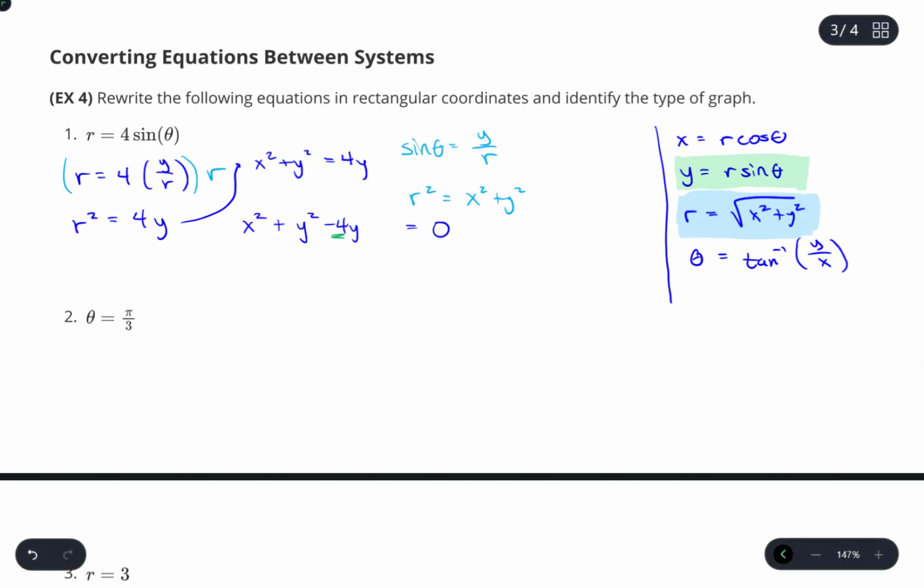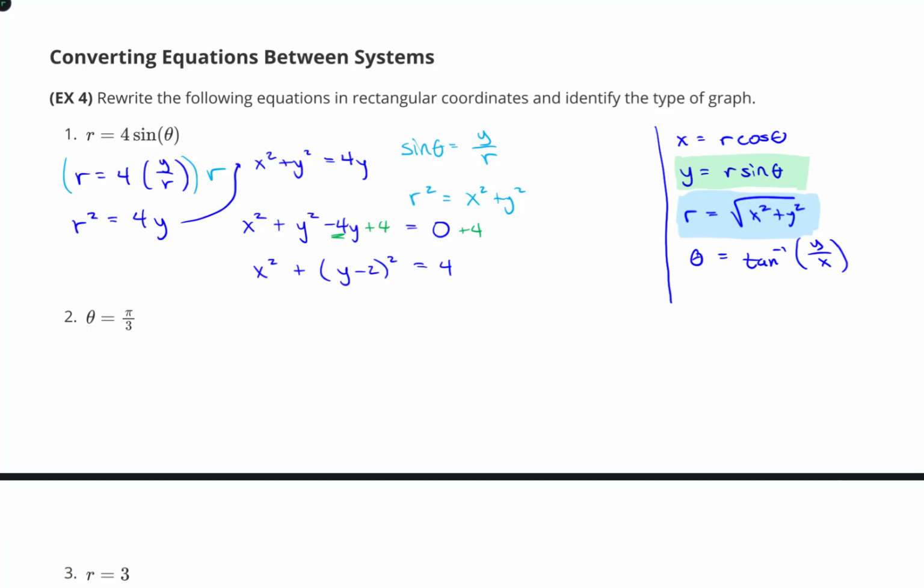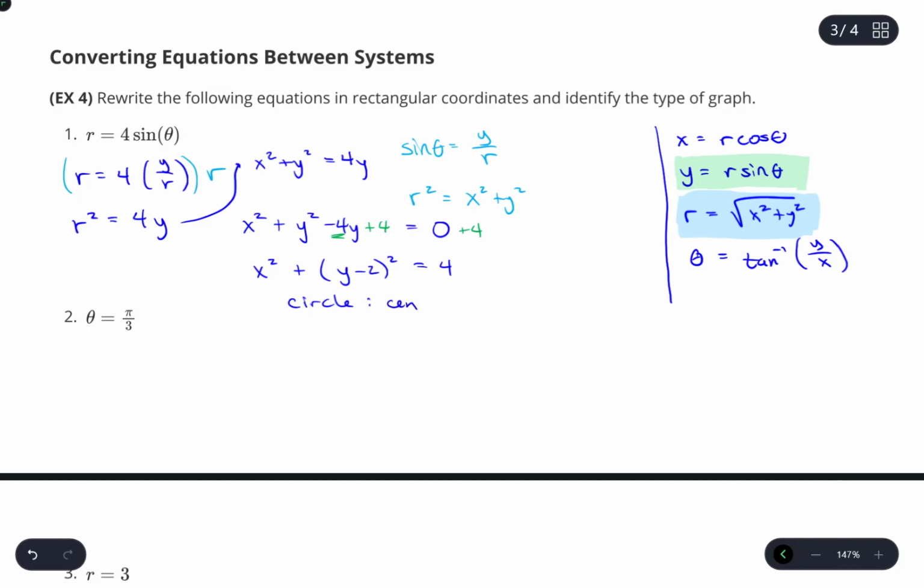We use completing the square to do that. So if I take this number here, multiplying my y, divide it by 2, that's -2, and square it. And add that value to both sides of the equation. So I would have x squared plus, this then factors into y minus 2 quantity squared equals 4. So now I know that this curve is a circle with a center at 0, 2, and a radius of 2.